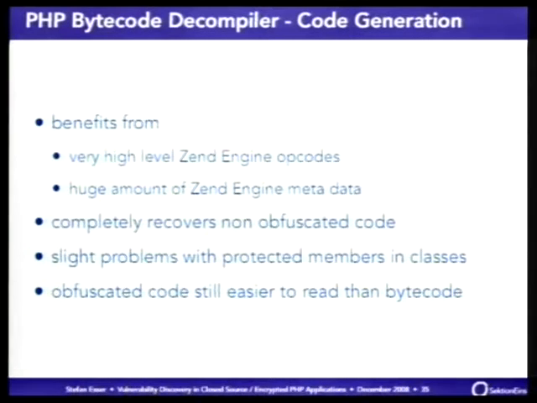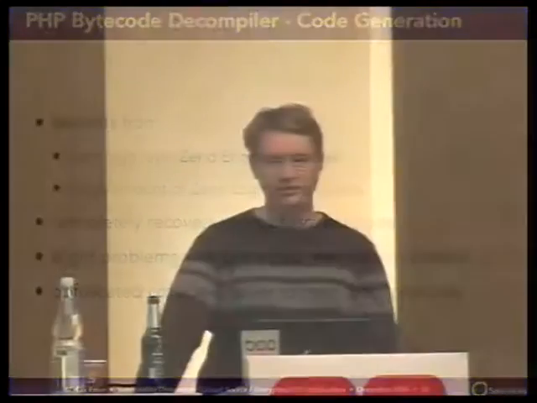And decompilation usually completely recovers unobfuscated code, and there are just small problems with protected members and classes. When you have a child class, you will sometimes end up with the same function in two classes when actually the function was inherited. But sometimes it's not possible to detect that it was inherited. Yeah, and obfuscated code is still easier to read than bytecode.